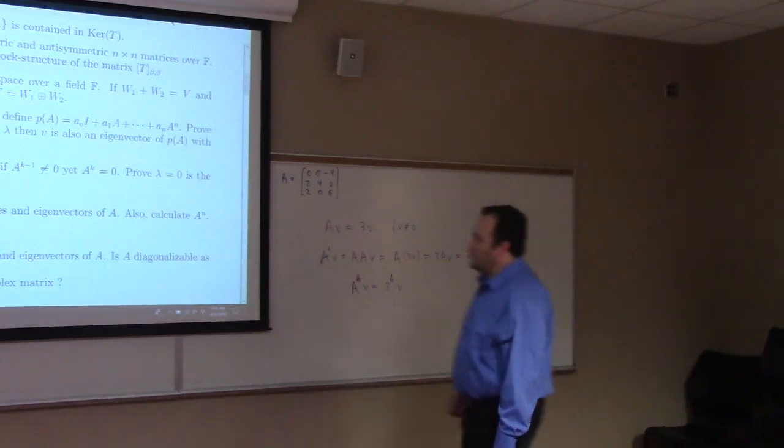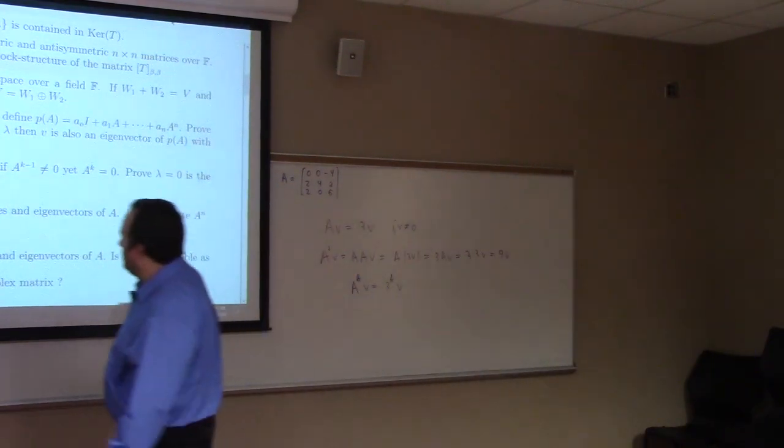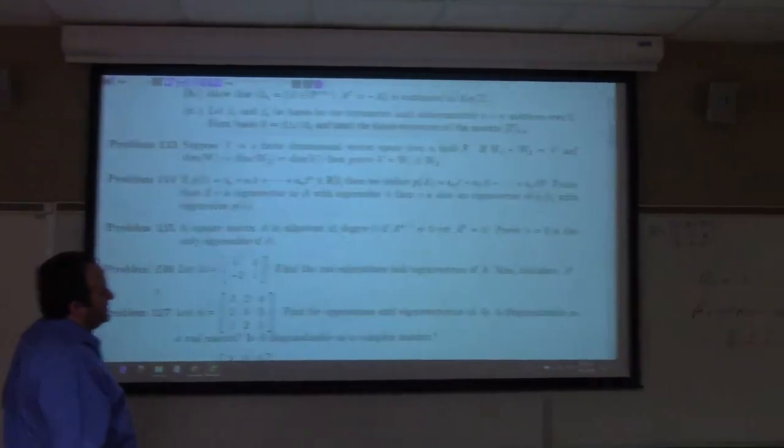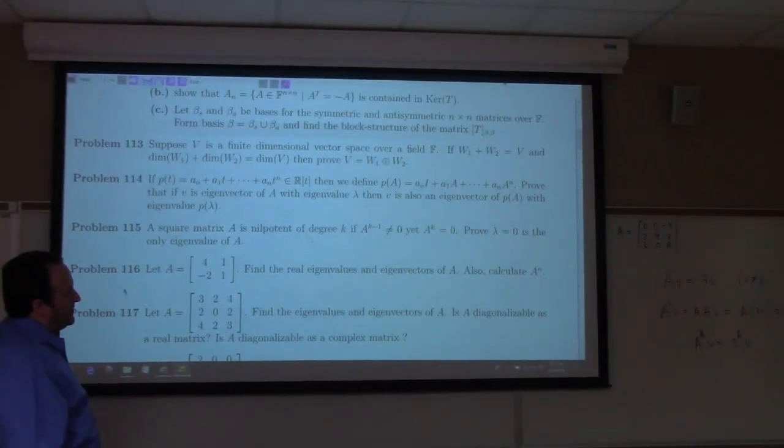Problem 115. What does it mean for the k minus 1th power of a matrix to be non-zero?